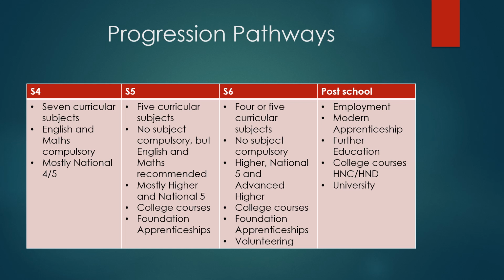In S5, most of the courses are higher in National 5, but then that's augmented by the offer that I've just gone through in the previous screens of college courses and foundation apprenticeships. Then moving on into S6, you'll be expected to take 4 or 5 curricular subjects. Now that is a generalisation, it will depend on what you're actually taking.